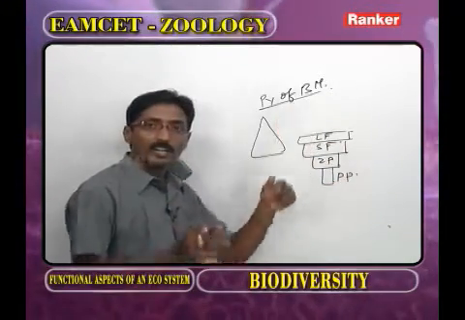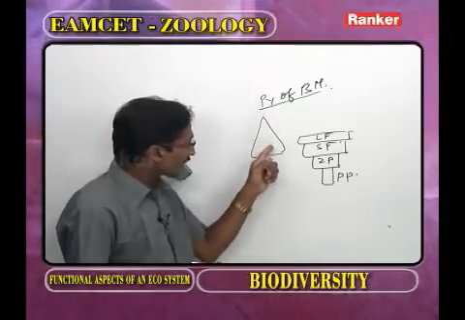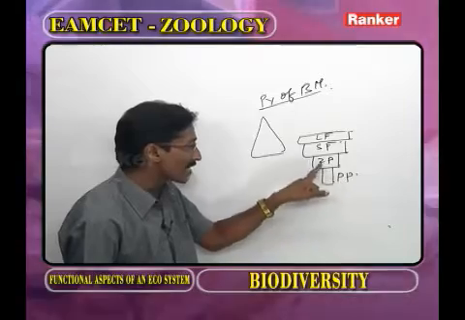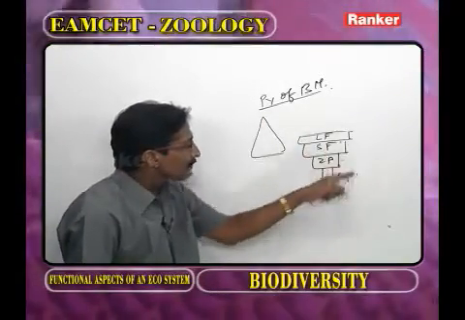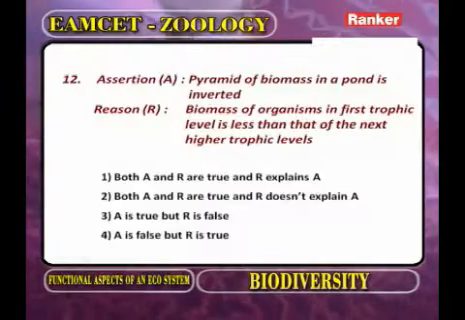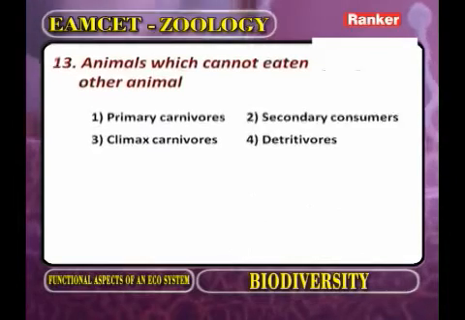In general, what is the shape of the pyramid of biomass? Straight, upright or triangular. But in the pond ecosystem, the number of phytoplankton is less than the number of zooplankton, so the pyramid of biomass is inverted. Now, what is the answer? Both are correct, and the reason explains the assertion correctly. Now we go for the next question.